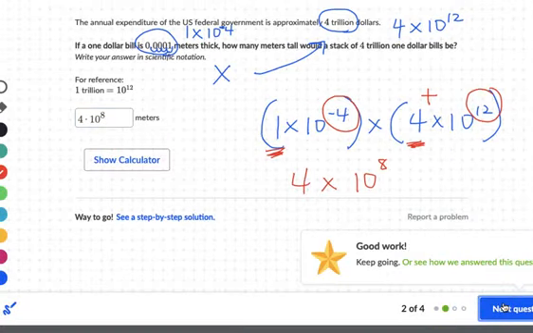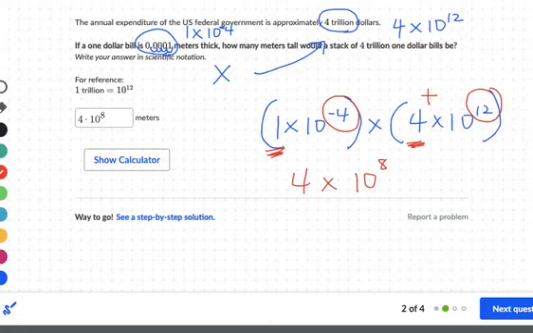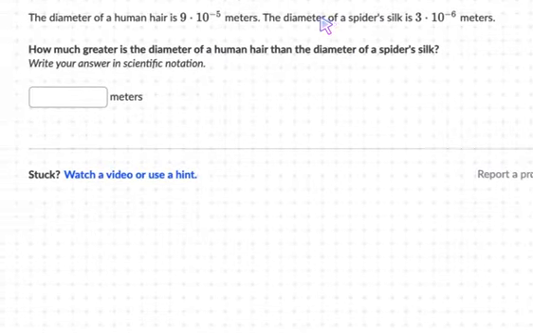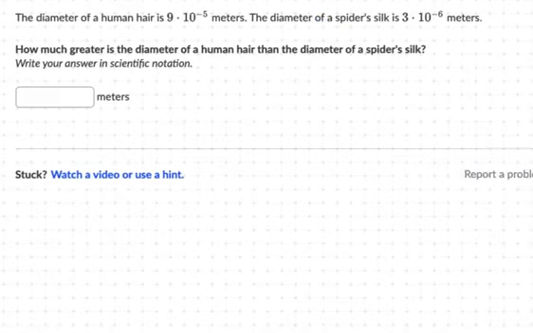All right. One last problem. In this problem, it says the diameter of a human hair is 9 times 10 to the negative 5th power meters. The diameter of a spider's silk is 3 times 10 to the negative 6th power meters. How much greater is the diameter of the human hair than the diameter of a spider's silk? Write your answer in scientific notation. Pause the video and figure out what the operation is first, add, subtract, multiply, or divide, and then try it on your own.